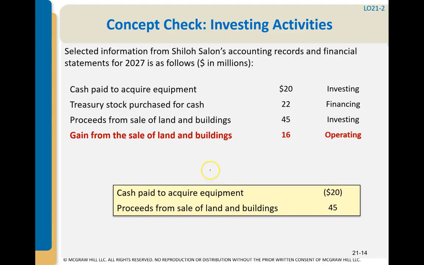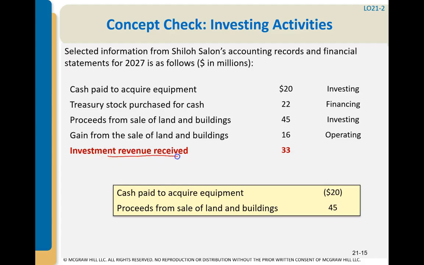Gain on sale of land and buildings. Any gain or loss from the sale of a long-term asset is going to be part of the operating section. If the company received cash, meaning any portion of that transaction occurred in cash, then the cash component would go in the investing activity section. It's just the gain or loss from the transaction itself that is reversed in the operating activity section.